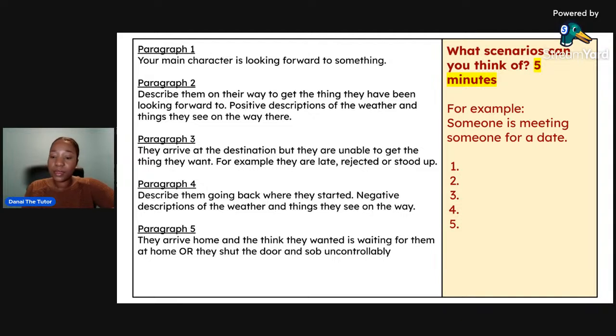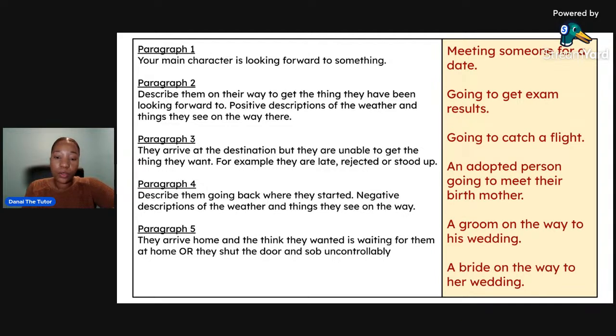Okay, so time is up. Right, I'll show you some, and then if you want to, you can type some in. Okay, so like I said, could be someone meeting someone for a date. Okay, so that's where they're going. And then it could be someone going to get exam results. Okay, so again, they're looking forward to something.